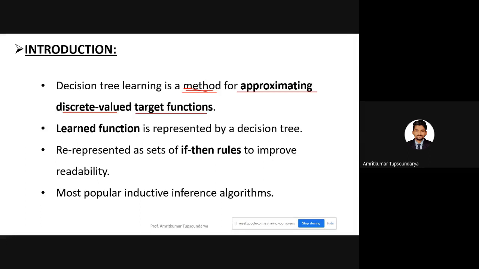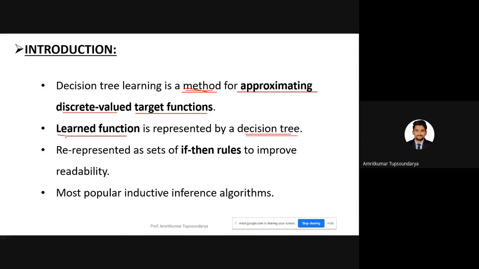Now this learned function, or the learned model, or learned algorithm you can say, is represented by a decision tree. I hope you all know what a simple decision tree looks like. It can be a binary or a non-binary tree, but in broad terms, just a decision tree.